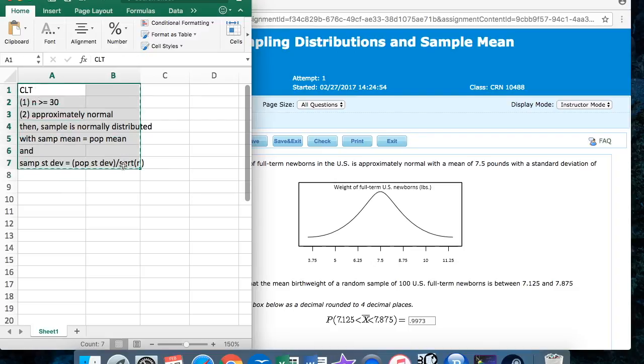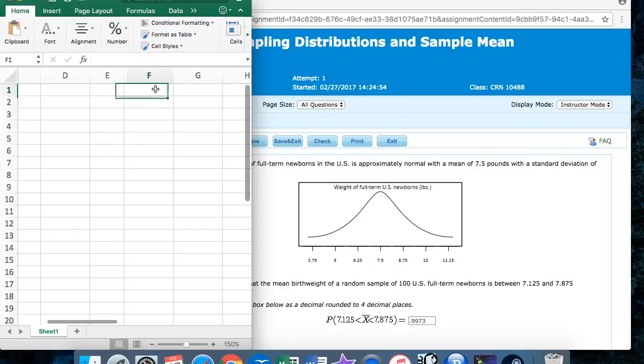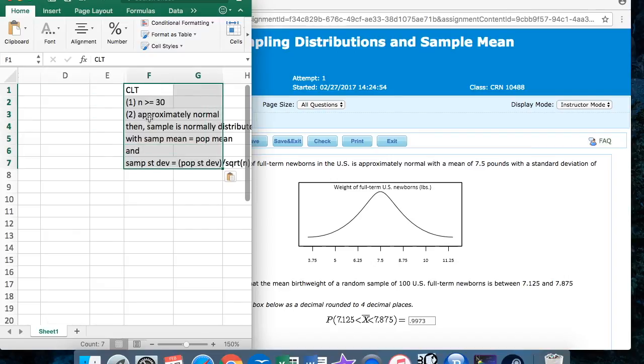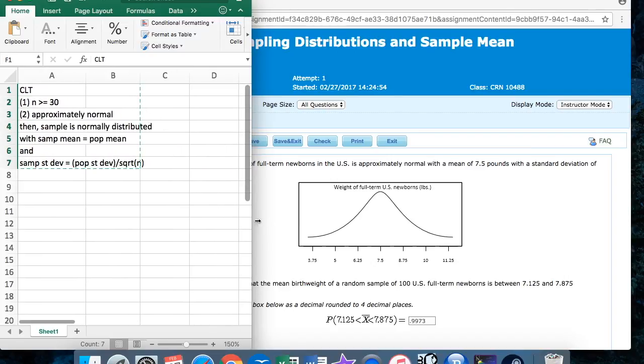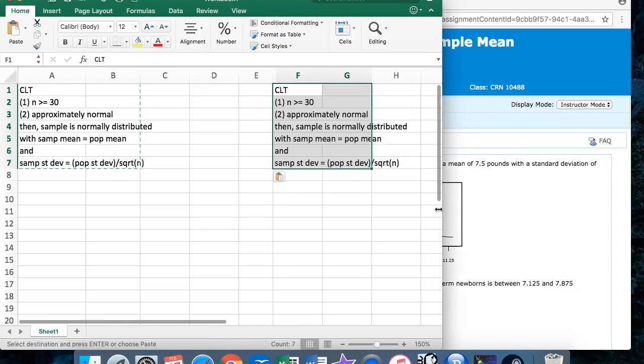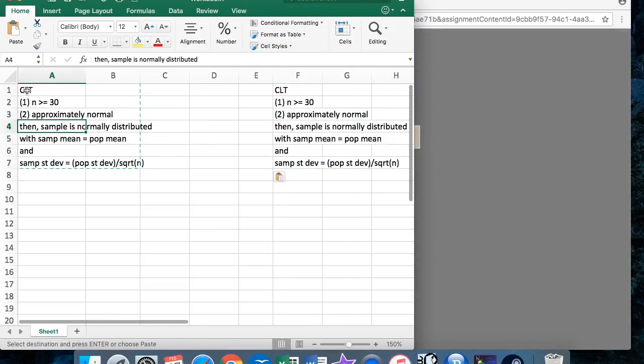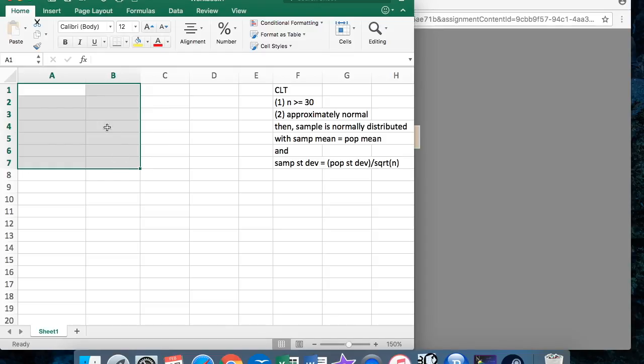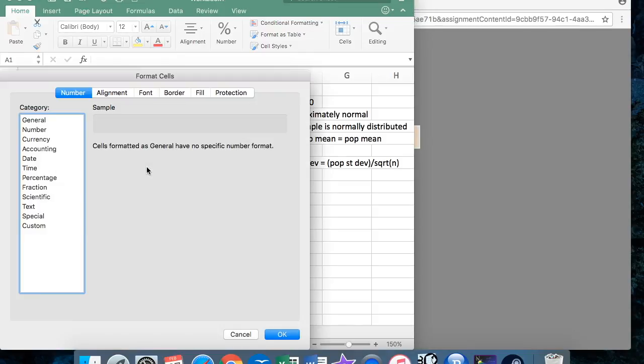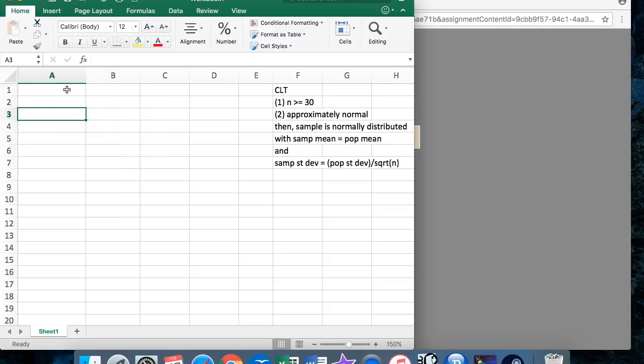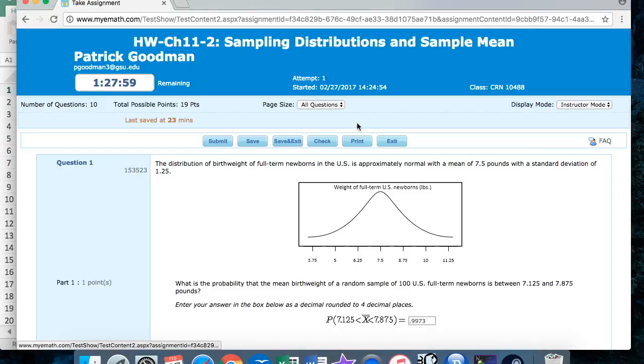I'm going to go ahead and copy this and put it over here, just in case we need to go back and look at it. Keep it over here, but over here I'm just going to use these for the numbers. Just put it back in general. Okay, so here we go.